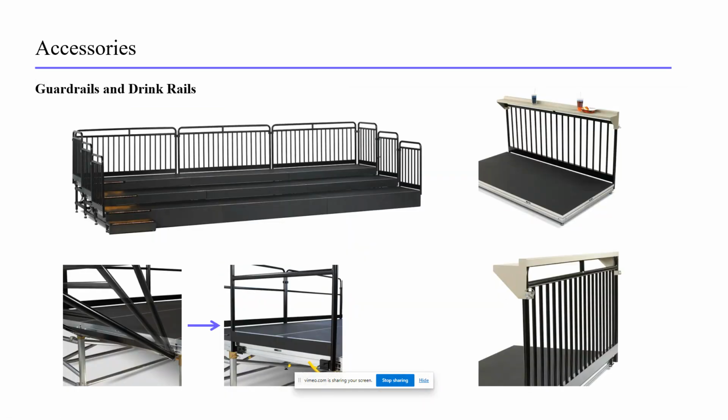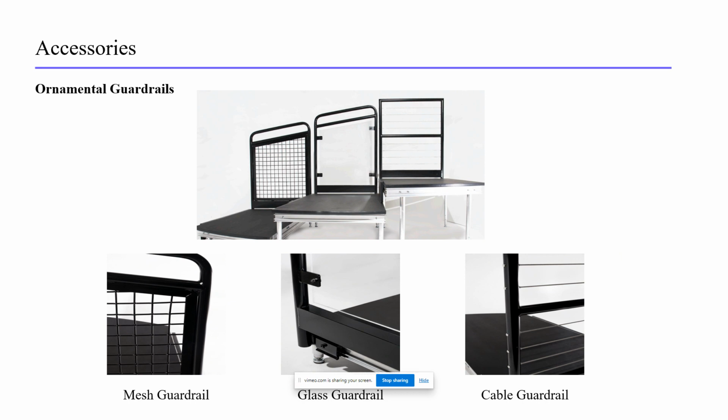Okay, let's talk about accessories. They're typically attached to the aluminum frames of the platforms. You see this on the lower left-hand slide. The platform frames are extruded aluminum with grooves to accept the accessories. Here you can see that we have guardrail and drink rail. You could also have ornamental or architectural guardrails, or a drink rail for that matter. Here's a few of the ideas. Any design can be accommodated.